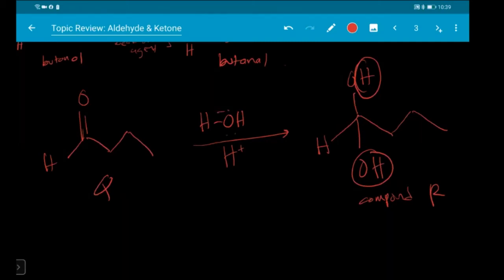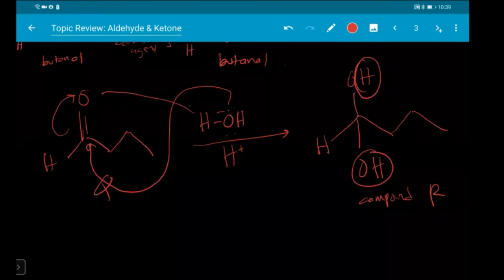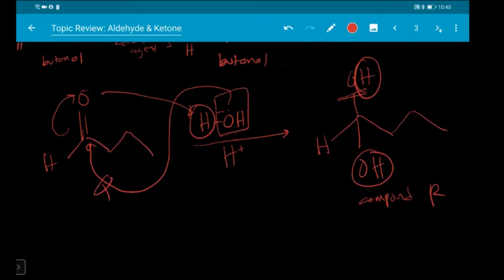The nucleophile of OH will attack the C double bond O. Ni akan naik atas, akan jadi negatif. That's why dia akan ambil hidrogen ni. Itu pasal jadi OH. This OH just now, kenapa dia yang serang? So dia akan ada dekat bawah ni.